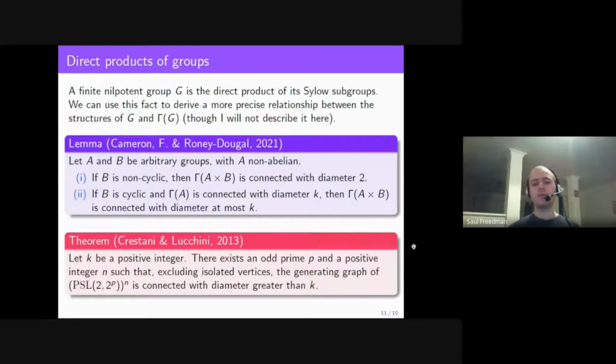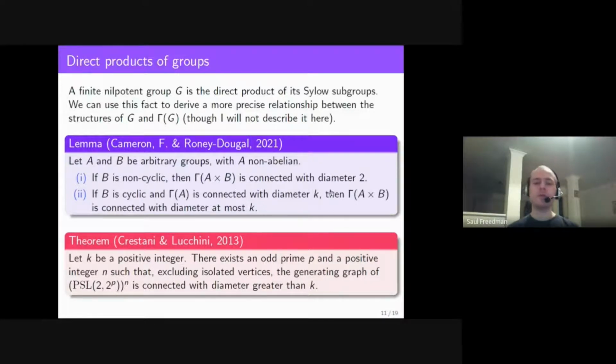So in 2013, Crestani and Lucchini proved that for any positive integer k, there exists an odd prime p and a positive integer n, such that excluding isolated vertices, the generating graph of the direct product of n copies of the simple group PSL 2 to the p is connected with diameter greater than k. So again, for the non-commuting non-generating graph, if we take a direct product of non-abelian simple groups, we always have diameter 2. But for the generating graph, excluding isolated vertices, the diameter is unbounded.